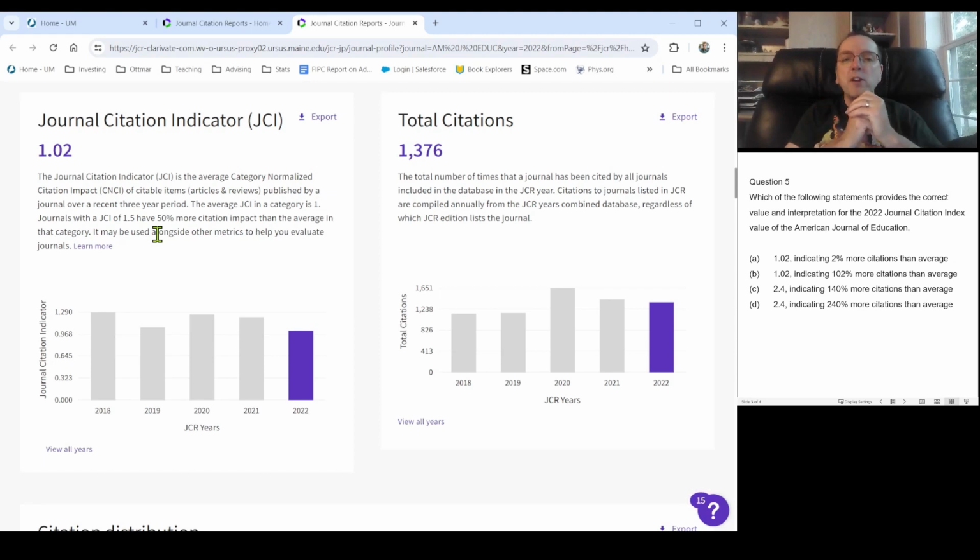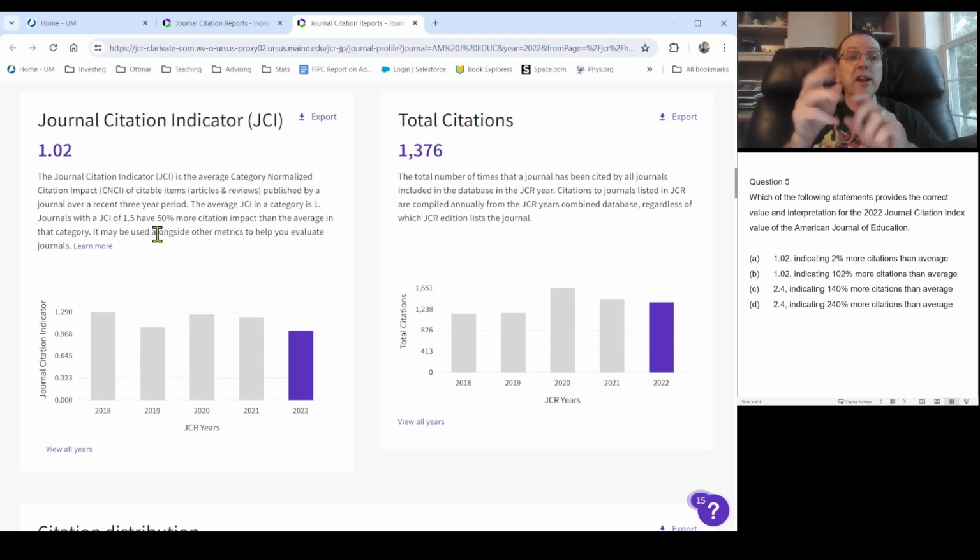There's clearly a trend to doing this. And what the Journal Citation Indicator does is it normalizes those impact factors. It does this kind of the same way, but it normalizes the number of citations, I should say, over a 3-year period.